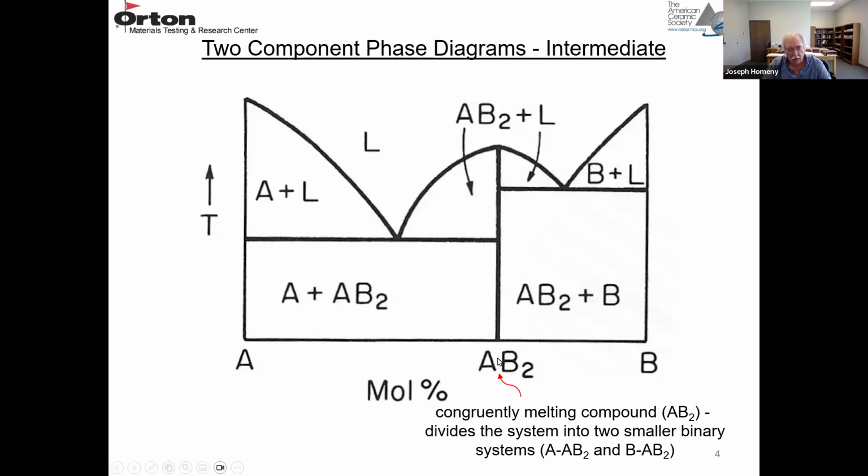I've already mentioned that if you separate this into two phase diagrams along this line AB2, you basically have two binary phase diagrams. One is A, AB2, and the other one is B, AB2. So when you have a simple diagram like this with a congruently melting compound AB2, you can separate it into two simpler phase diagrams.